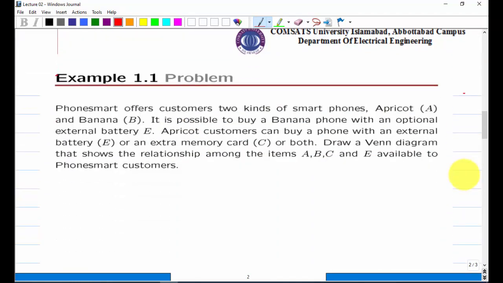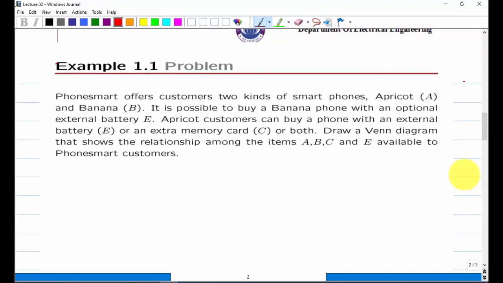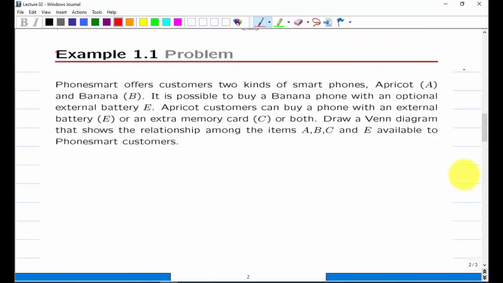So in this example it says that Phone Smart offers customers two kinds of smartphones, Apricot and Banana. So it is possible to buy a banana phone with an optional external battery E. Apricot customers can buy a phone with an external battery E or an extra memory card C or both. Draw a Venn diagram that shows the relationship among the items A, B, C and E available to the Phone Smart customers. So in this question we have to just draw the Venn diagram.